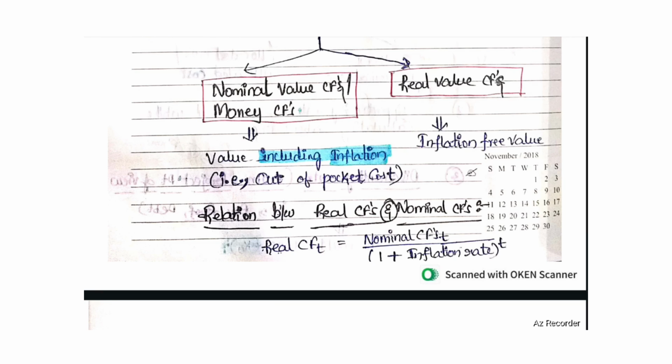What is the relationship between real cash flows and nominal cash flows? Real cash flows for T years equals nominal cash flows for T years divided by 1 plus inflation rate whole to the power T.